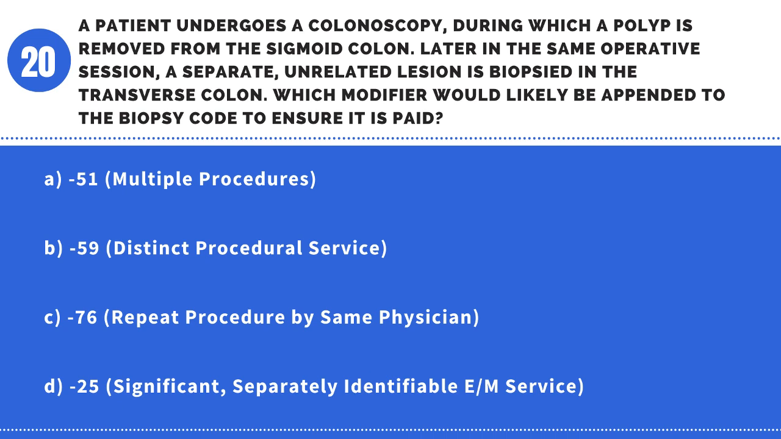Question 20. A patient undergoes a colonoscopy, during which a polyp is removed from the sigmoid colon. Later in the same operative session, a separate, unrelated lesion is biopsied in the transverse colon. Which modifier would likely be appended to the biopsy code to ensure it is paid? A. -51, multiple procedures. B. -59, distinct procedural service. C. -76, repeat procedure by same physician. D. -25, significant, separately identifiable E/M service.